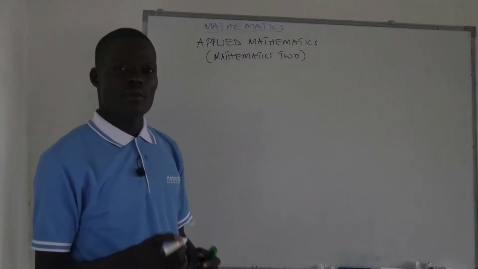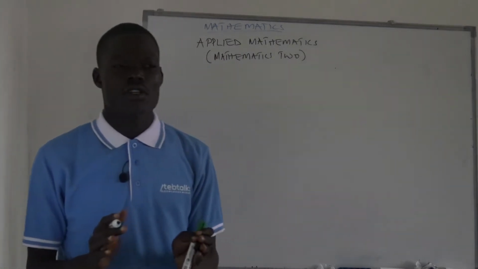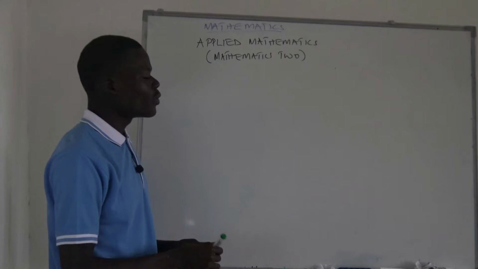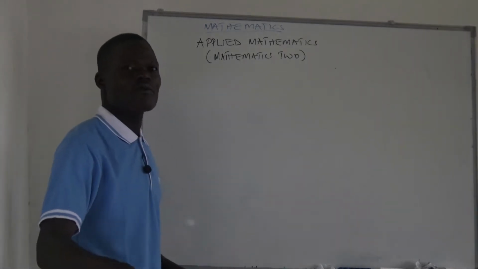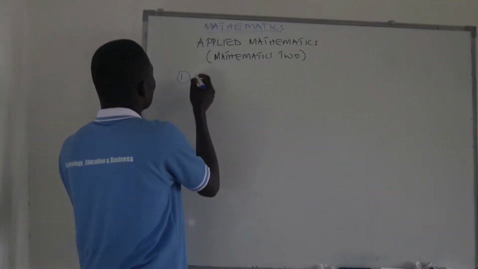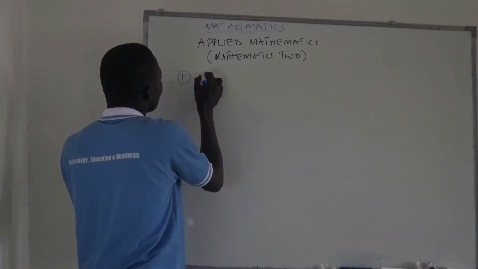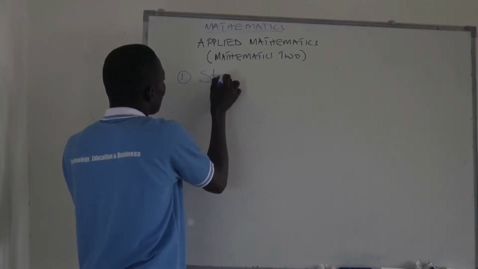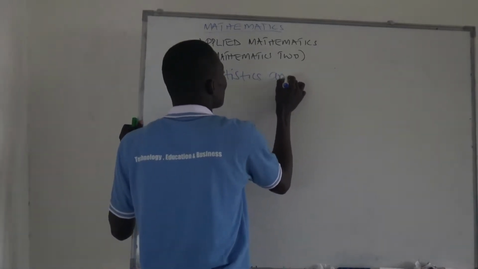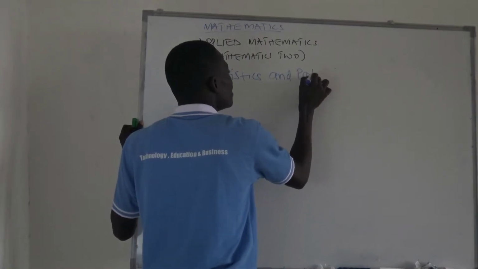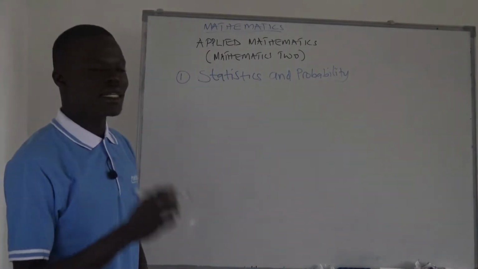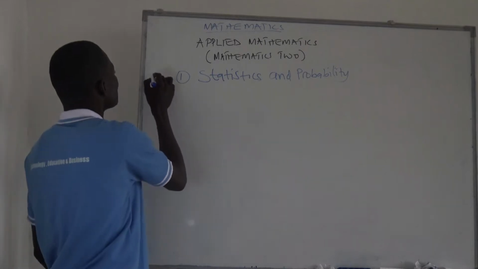In applied mathematics, we have 3 major parts. There are 3 branches of applied mathematics, which are the main branches that we have to look at in detail. The first one is called statistics and probability. This is the first part.